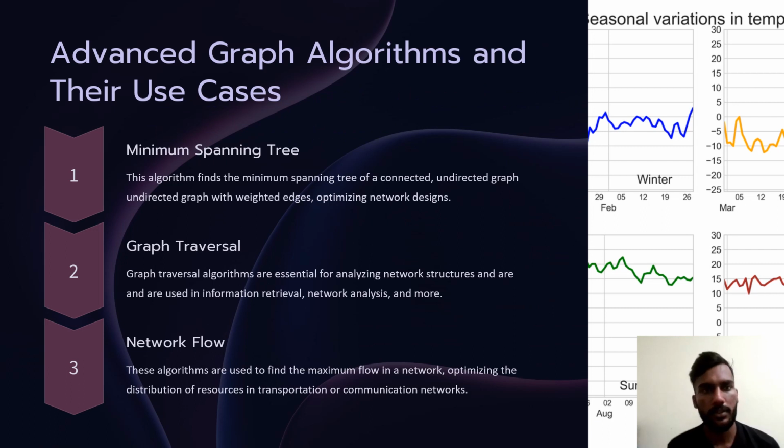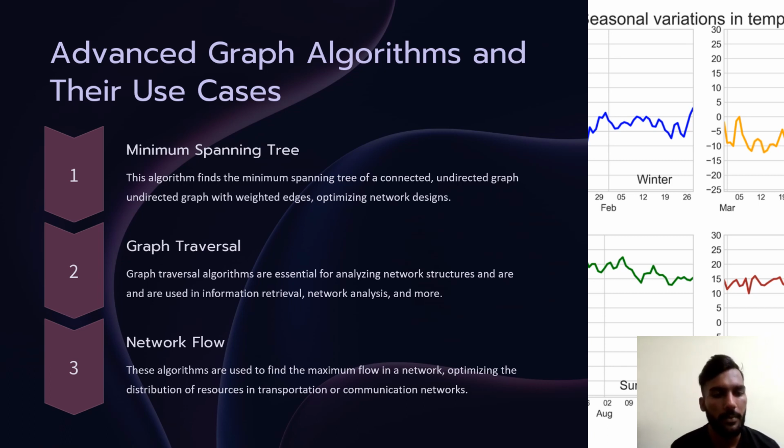Now, I want to explain about the advanced graph algorithms and their use cases. There are three types of advanced graph algorithms: minimum spanning tree, graph traversal, and network flow. First of all, I want to explain about minimum spanning tree. This algorithm finds the minimum spanning tree of a connected undirected graph with weighted edges, optimizing network design. Graph traversal algorithms are essential for analyzing network structures and are used in information retrieval, network analysis and more.